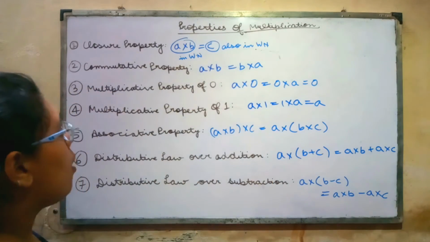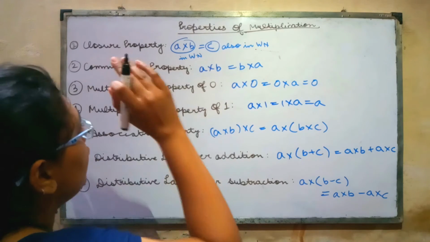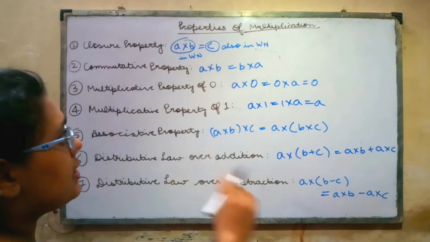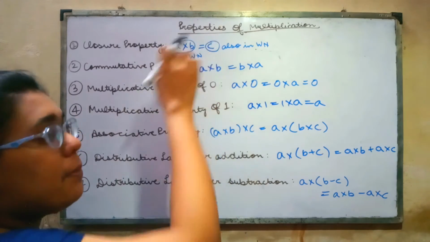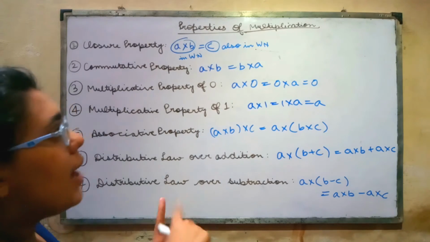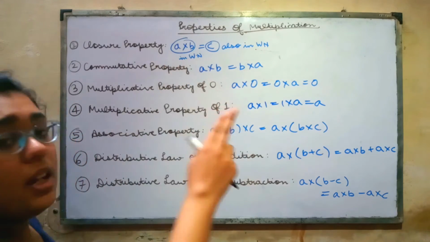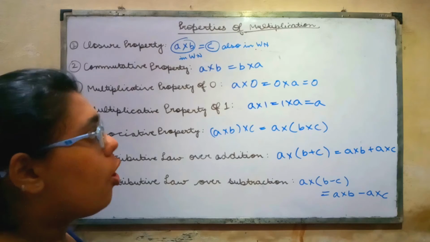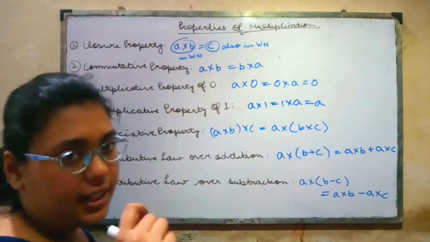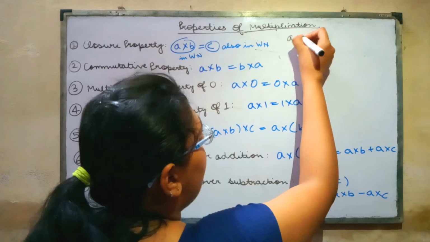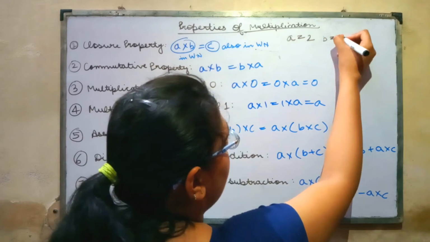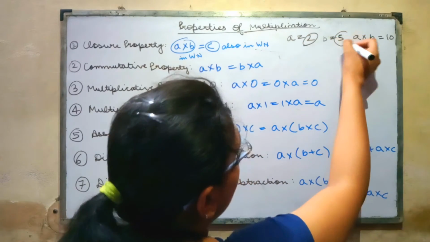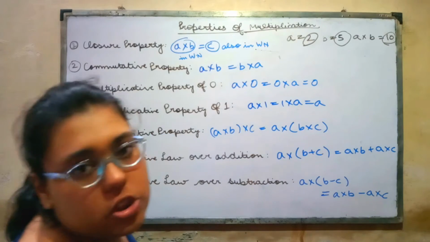Okay. So the first property is very similar to addition, that is the closure property. The closure property, as I had earlier told you in addition, means that if there are two numbers A and B and you have to multiply them and you get an answer C, and A and B are told that they belong in whole numbers, then C will surely belong in whole numbers as well. Let's take an example. Suppose we have A equal to 2 and B equal to 5. So A into B will be 10, and 2 is also a whole number, 5 is also a whole number, and 10 is also a whole number.